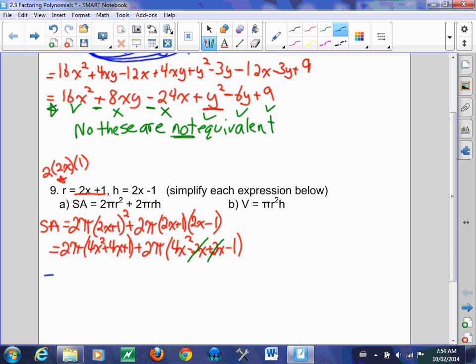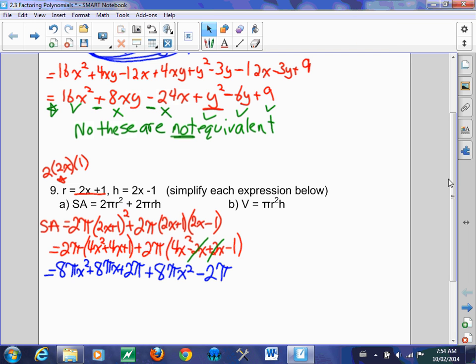All right, doing some distributive law, I'm going to have 8 pi x squared. And then plus 8 pi x. And then plus 2 pi. That's the first distributive law. Now I'm going to apply the second one. So I'm going to have plus 8 pi x squared and minus 2 pi. Notice the positive 2 pi and the negative 2 pi cancel each other out.